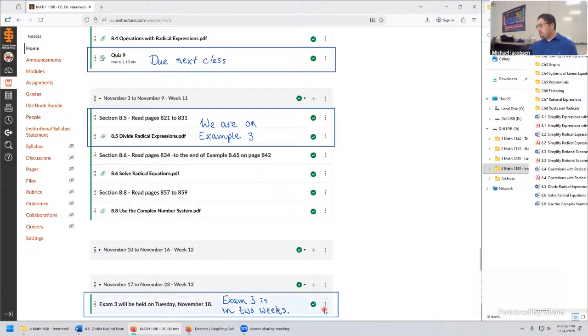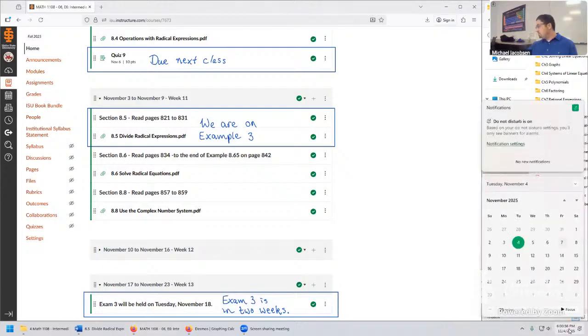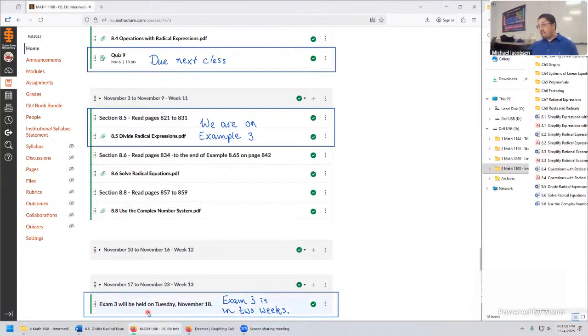Because this exam is in 2 weeks, when I get to Friday of this week, November 7, the first thing I'm going to do on Friday morning is fill out the exam 3 information and write in the sample exams, just like we did for both exam 1 and exam 2. Any questions at the moment, folks, before we jump back to section 8.5?